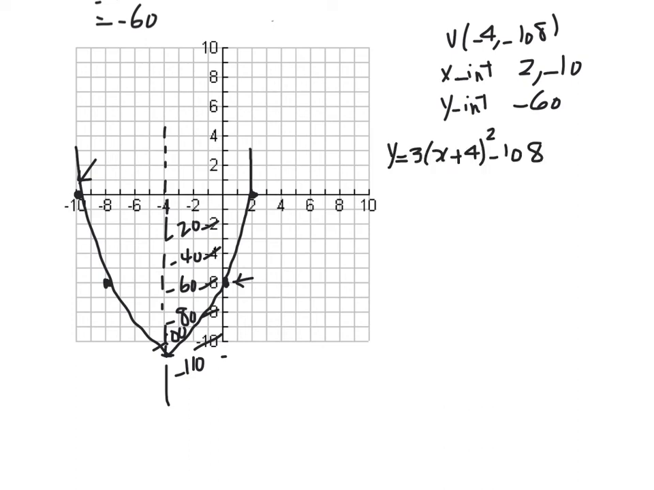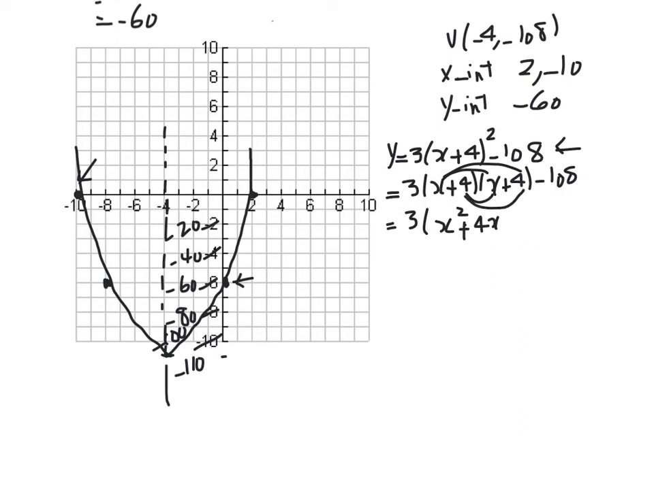Now let's write the equation in standard form. This is the equation in vertex form, so to change it to standard form I'm going to write it as 3 times x plus 4 times x plus 4 minus 108. Now I'm going to distribute x inside the bracket. X times x is x squared. X times 4 gives me 4x. Now I'm going to distribute 4 inside. 4 times x gives me 4x. 4 times 4 gives me 16 minus 108.